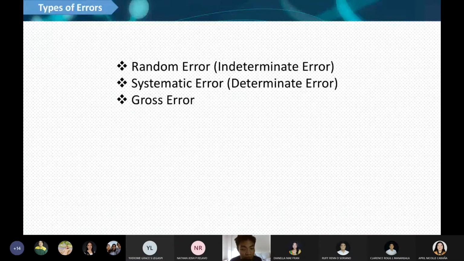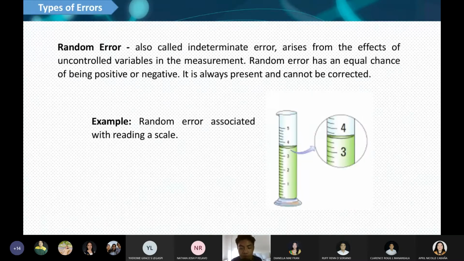So there are three types of errors that we encounter when doing measurements or when doing chemical experiments. No? One is the random error or the indeterminate error. Second one is the systematic error or the determinate error. And the last and the bad one is the gross error. Okay, so let's talk about these three types of error that we encounter in laboratory experiments. No? So let's begin with the random error.